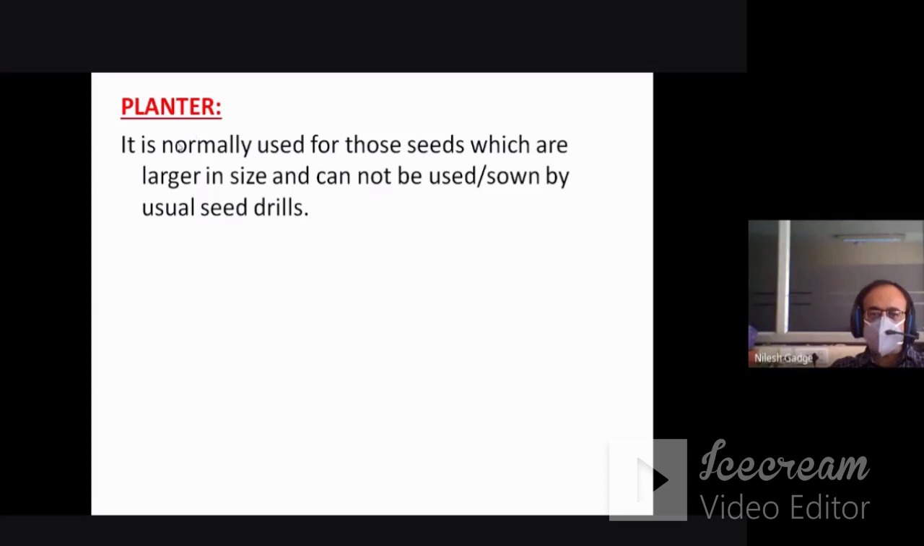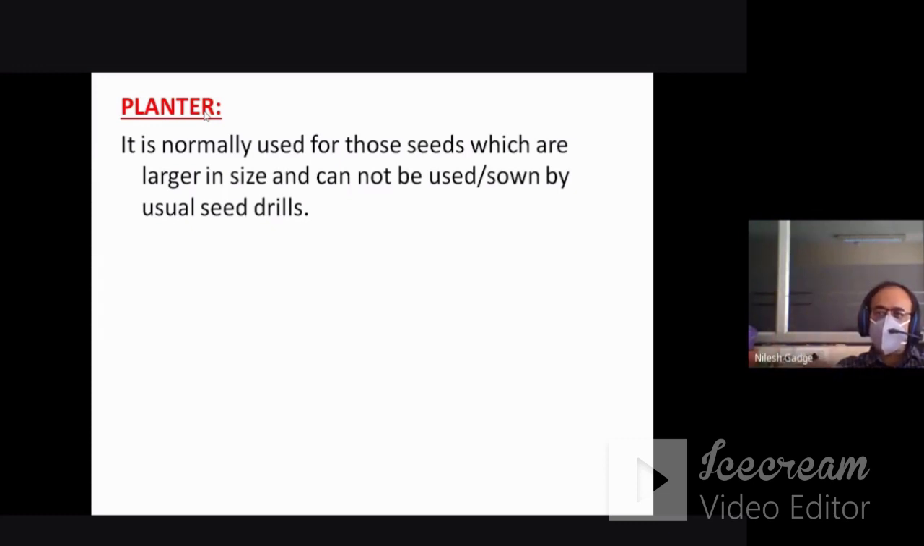What is a planter? It is normally used for those seeds which are larger in size. So this is the difference between seed drill and planter. Bajra or whatever small size seeds are there are sown by seed drill, and larger size seeds like groundnut and soybean, these are the larger size seeds, are sown by the planter. So this is the difference. Seed drill is used for smaller size seed, and planter is used for larger size seed.